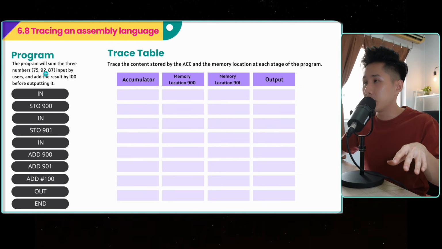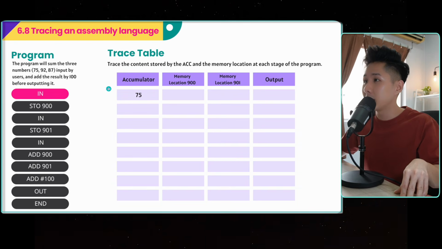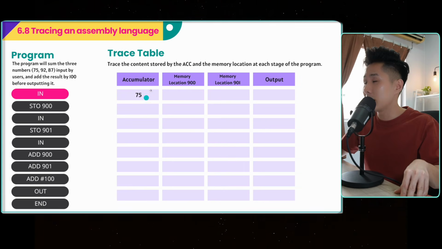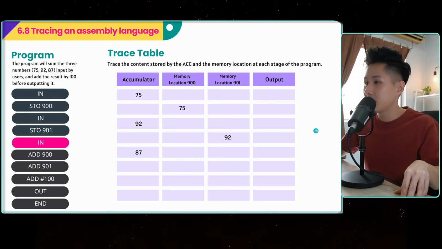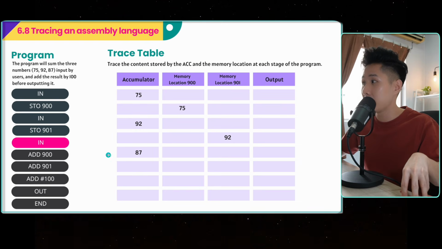This program will take in 3 inputs and add the result by 100. And by using a trace table, we can track the value at each state. So the first step, IN 75, because the first input is 75, so it will store the input value 75. And then STO 900, meaning I will store whatever value inside the accumulator into memory location 900. So it will take in another input, 92, store it at 901 instead, and take in another input, and then ADD 900. Remember, I'm not adding the number 900, but whatever is inside memory location 900.